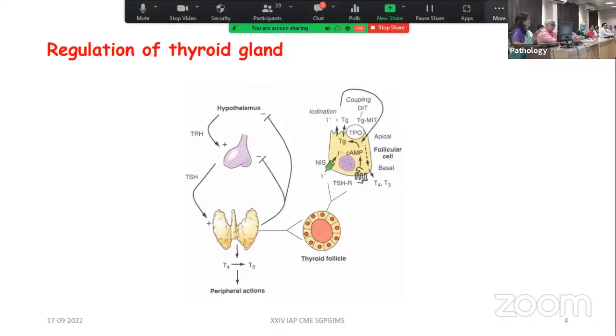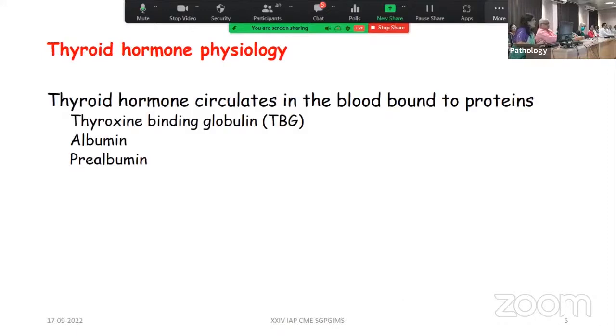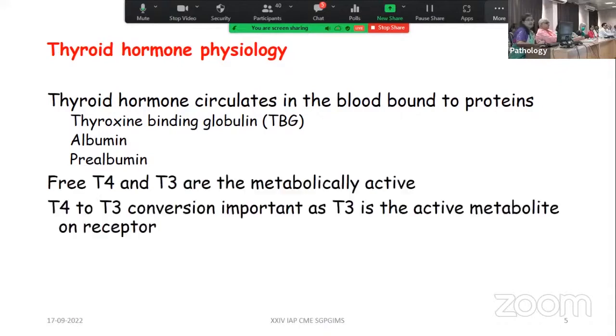So when T4 or T3 is low, there is less negative regulation, so TSH is high and TRH is high. If the pituitary is dysfunctional, that means if you have secondary hypothyroidism, the TSH is low as well as the T3 and T4. T4 and T3 circulate bound to proteins: thyroxine binding globulin, which has a high capacity and low affinity, then albumin and pre-albumin. As I said, free T3 is the most metabolically active, and the conversion to T3 is important for its action.